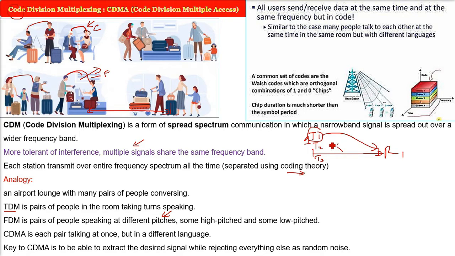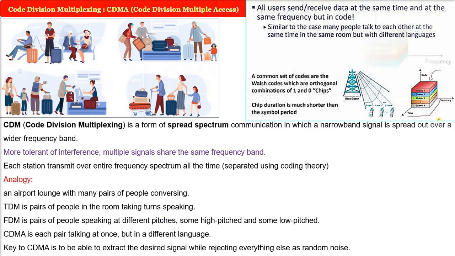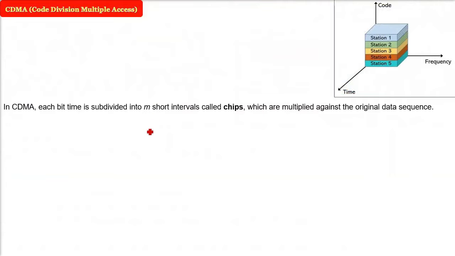So we will use a special code. Every station will get a special code, and these codes are generated by what are called Walsh codes, which are orthogonal combinations of ones and zeros. We'll call them a chip sequence, or chip pattern. And chip duration is much shorter than the symbol period. Let me tell you again, all users send and receive data at the same time, at the same frequency, but in codes. In CDMA, each bit time is divided into M short intervals called chips. Each bit time is divided into M short intervals, which are multiplied against the original data sequence.